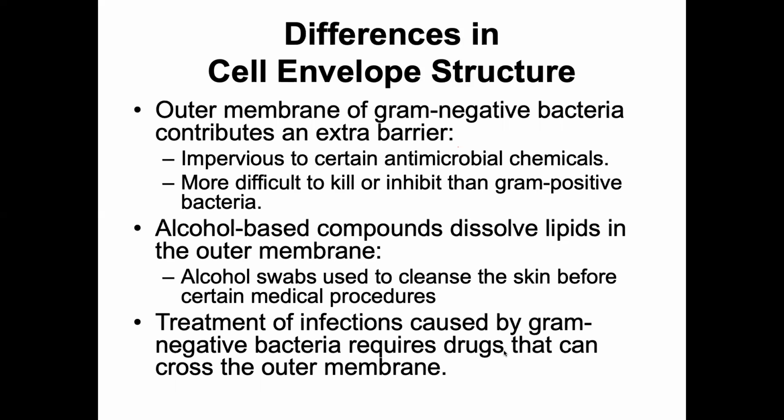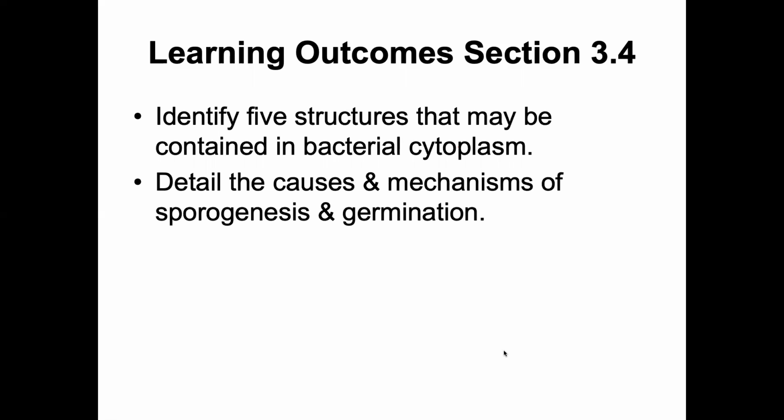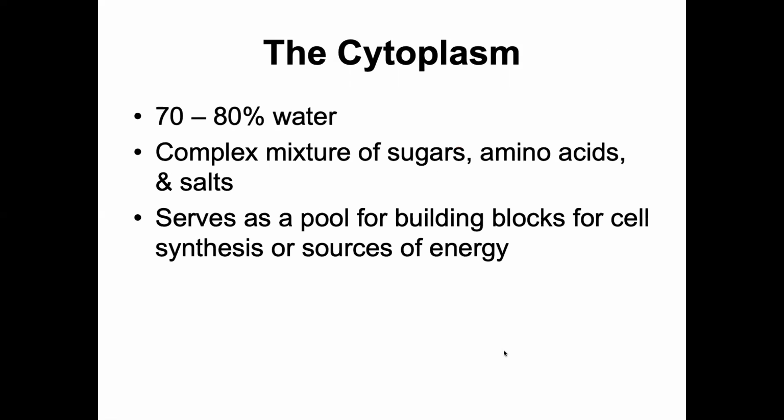All right. The treatment of infections caused by gram-negative bacteria requires antibiotics that can cross the outer membrane and get inside the cell. Okay, and those are different from the ones that can present a problem for gram-positive bacteria. We'll talk about some stuff that may be in the cytoplasm, and we'll talk about sporogenesis. So the cytoplasm is mostly water, and there's also sugars, amino acids, proteins, salts, ribosomes, cytoskeleton, DNA in there.